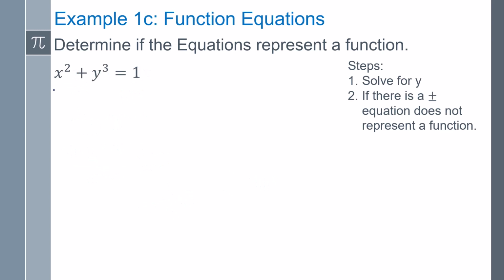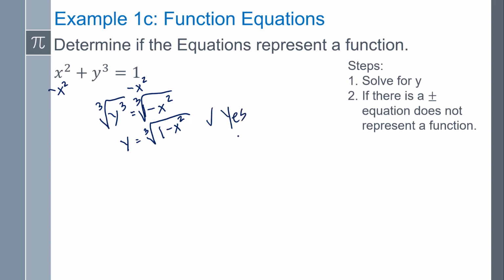For this one right here, I could subtract x squared from both sides. So I get y cubed equals 1 minus x squared. Then I take the cube root of both sides, because a cube cancels out with a cube root. Now, if you ever take an odd root, you don't get a plus or minus. The only time you get a plus or minus is if there's an even root. So a square root, a fourth root, a sixth root. So because there is no plus or minus, yes, this is a function.